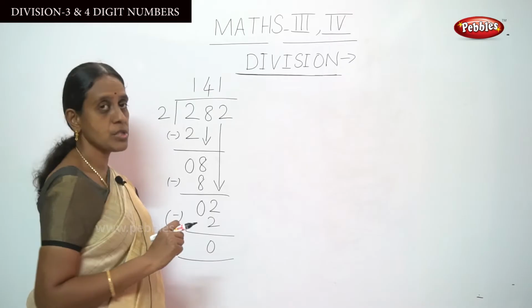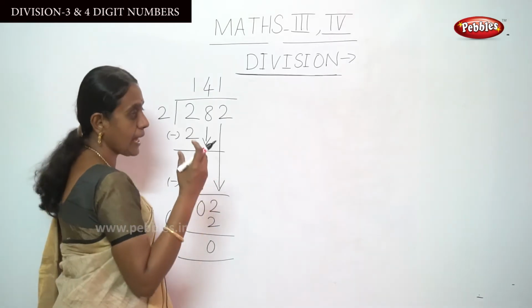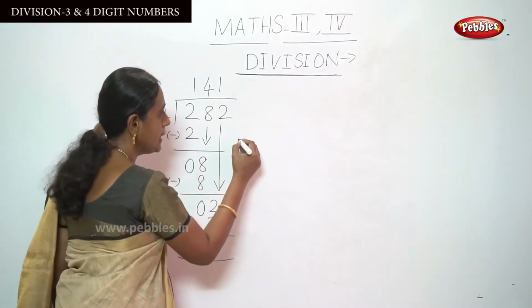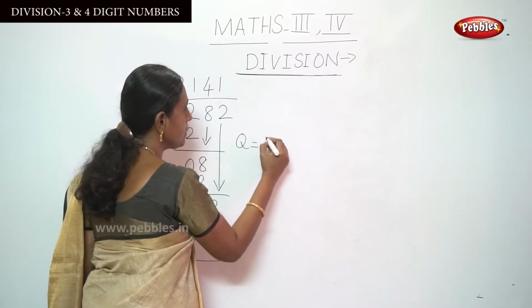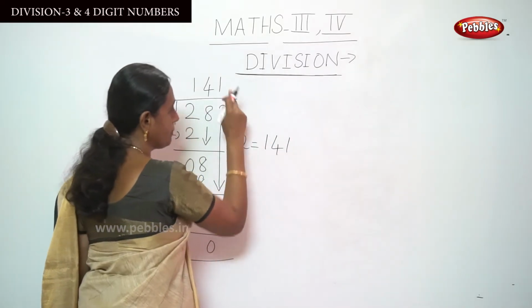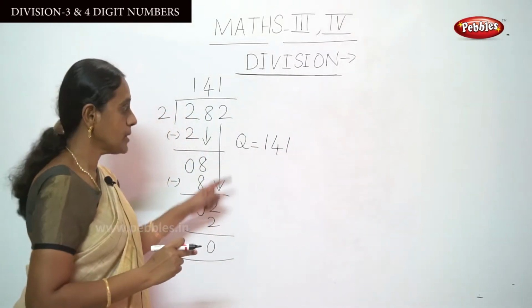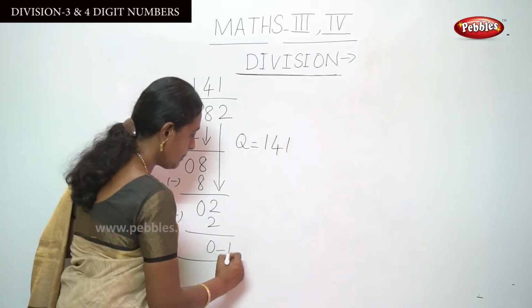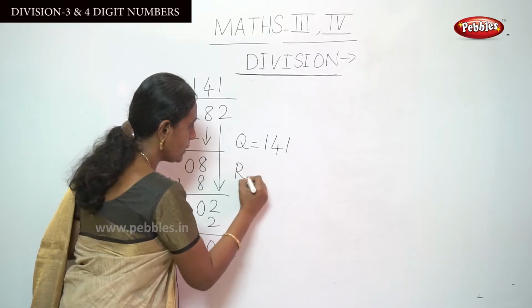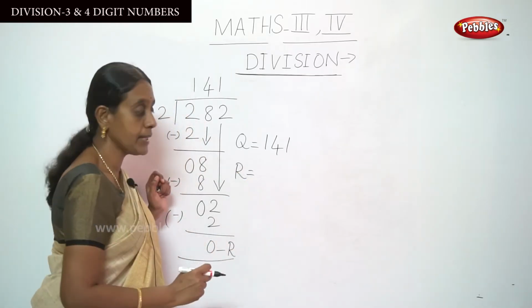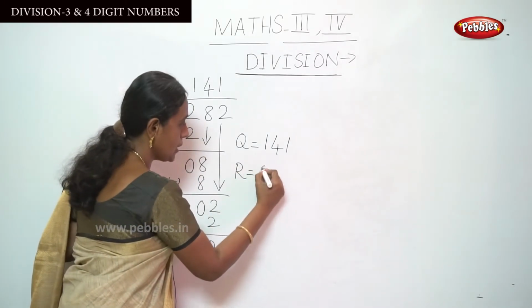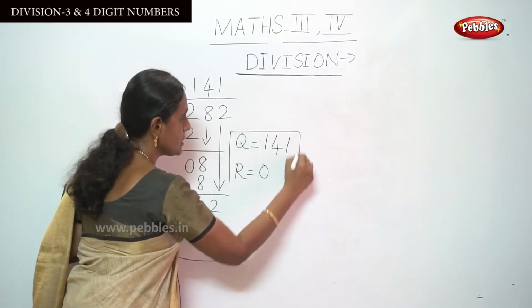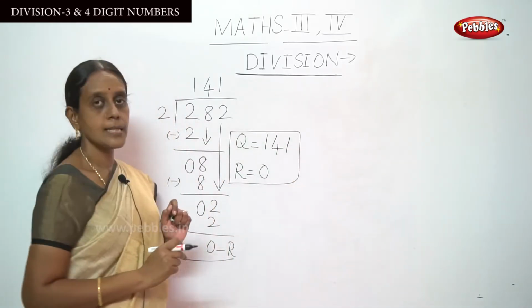For a division sum, you should write the answer in this method: quotient is equal to 141. So this Q mentions the quotient, and the leftover number is called the remainder, that is 0. So this is the answer for this division sum.